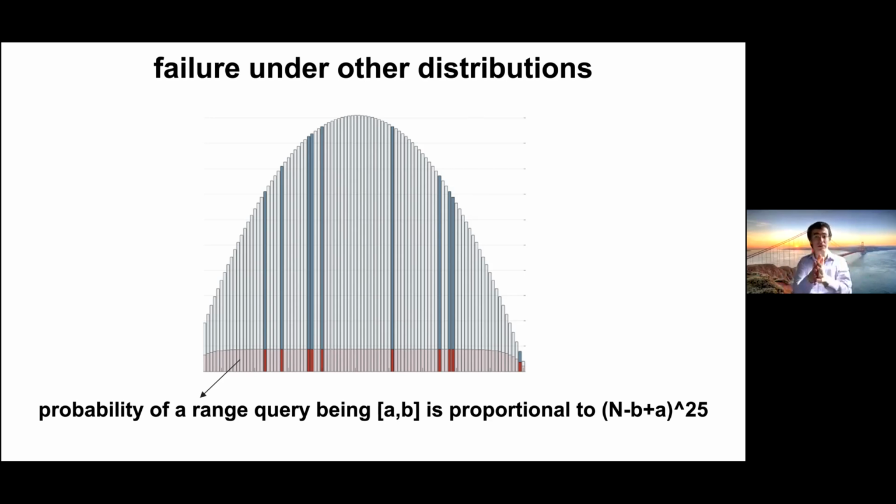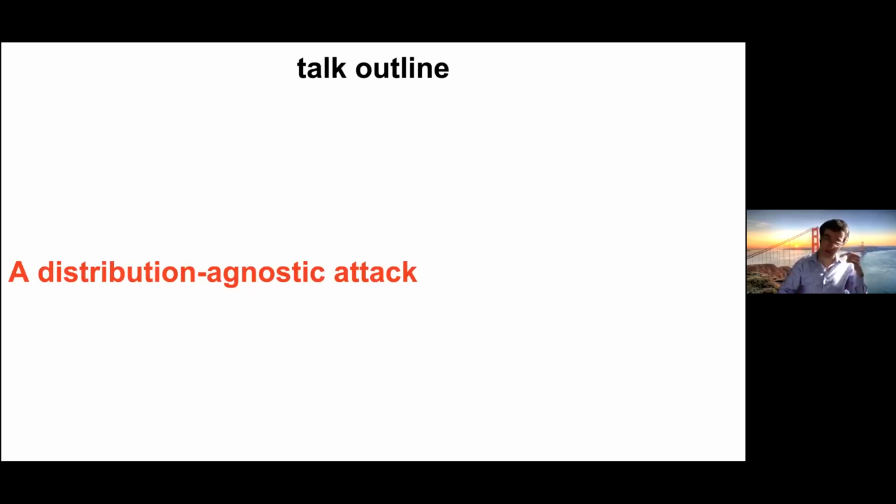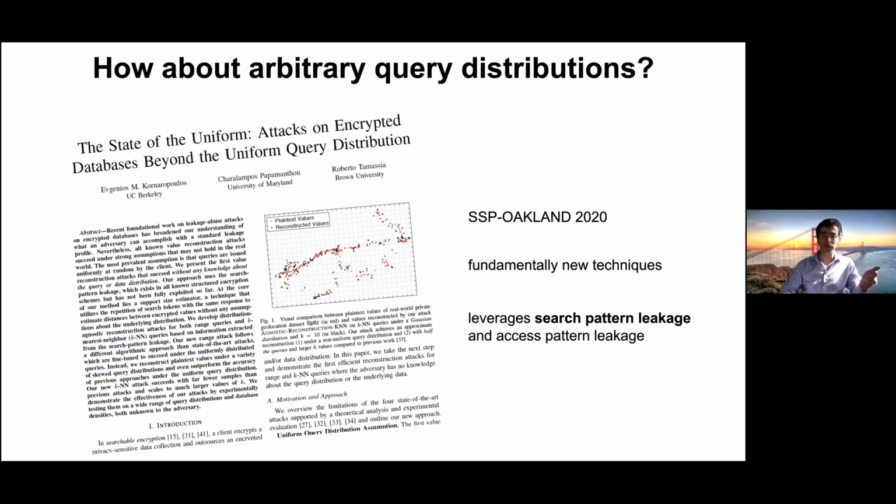So that's why the approach I just talked about works only for specific probability distributions. It works very well for uniform probability distributions, but for arbitrary ones, it will fail completely. So we tried to think about this problem, and this is our work: the distribution-agnostic attack that we proposed in October 2020. This is joint work with Evgenios and Roberto. Our work departs from computing these probability tables and introduces completely new techniques, and on top of everything, it leverages the search pattern leakage and access pattern leakage.